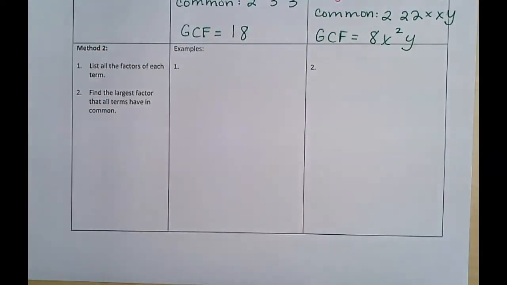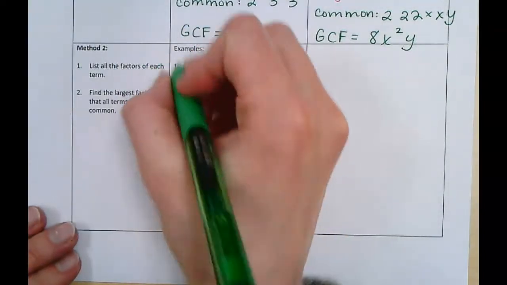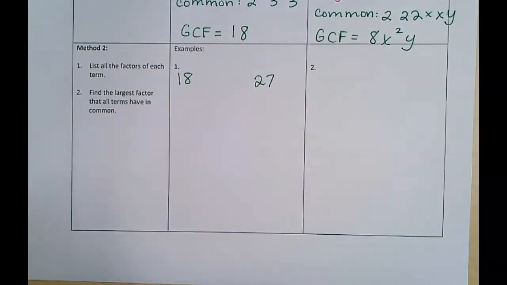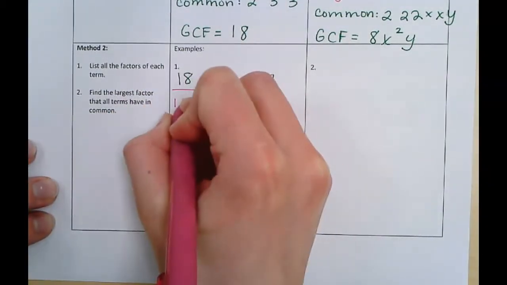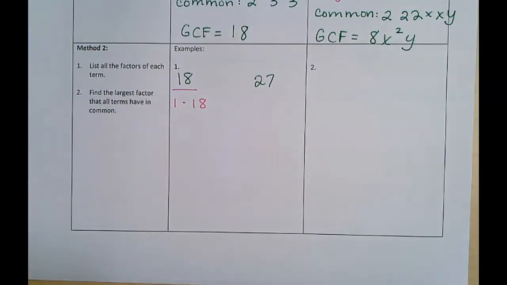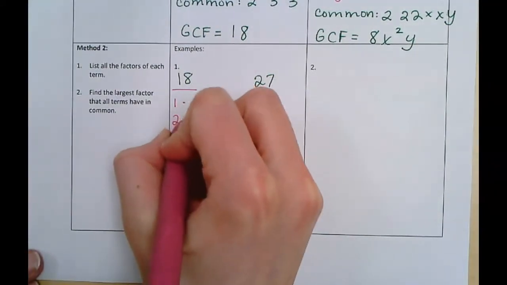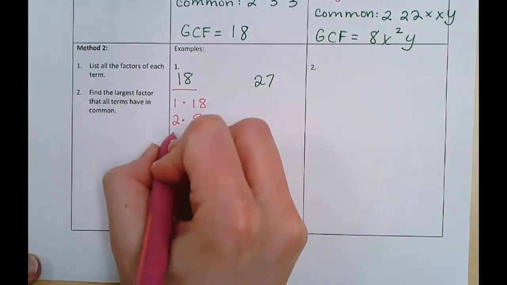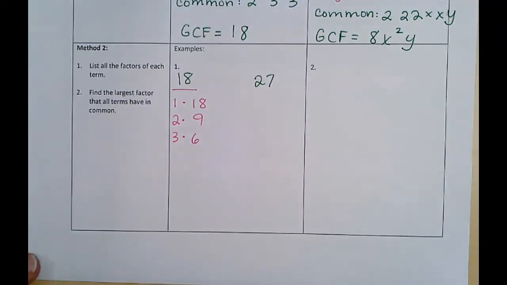All right, method 2. Method 2, we just list all the factors of each term, and you find the largest factor that all terms have in common. So I'm going to start with numbers, comparing 18 to 27. I'm going to start off with the smallest factors of 18, which is 1 times 18. The next one, I can divide 18 by 2, which is 2 times 9. Going up, I can divide by 3, 3 times 6.